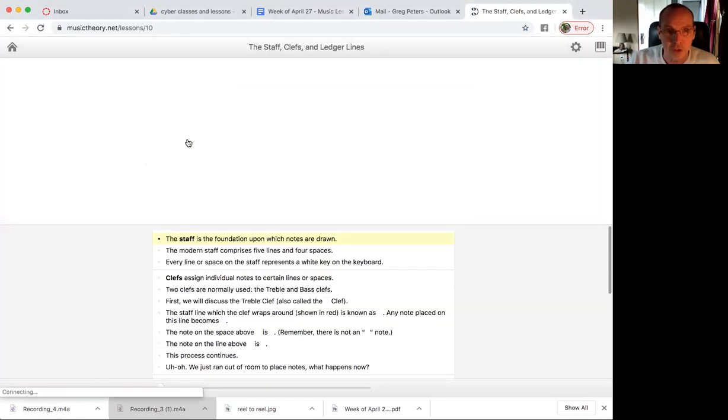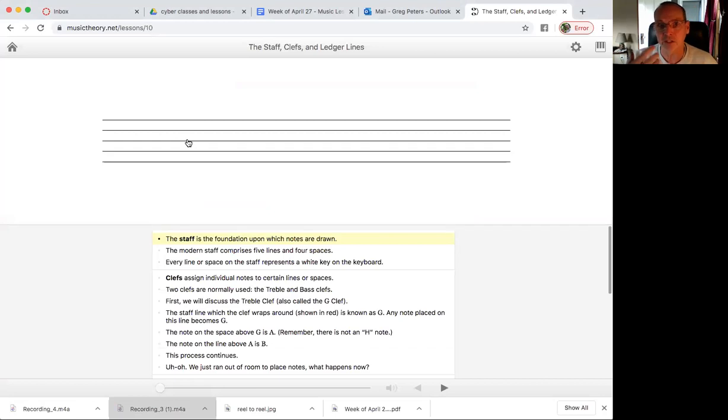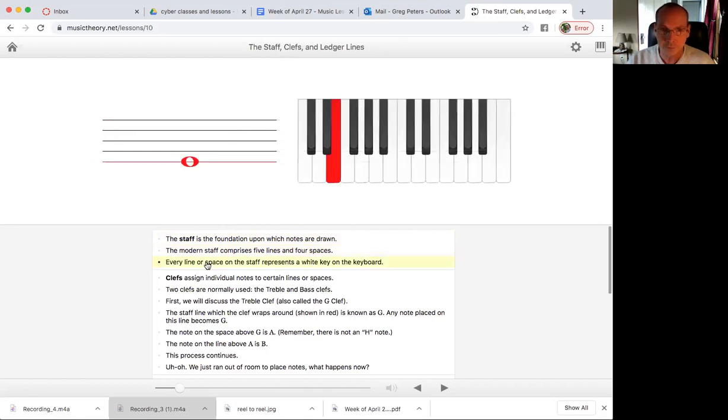If we're using musictheory.net, it's a great place to go because you can review this anytime on your own. So the staff is simply 5 lines, 4 spaces. In the modern staff, we see them numbered always from the bottom to the top. So when we're talking about first line, second, third, fourth, and fifth, that's what we're referring to.